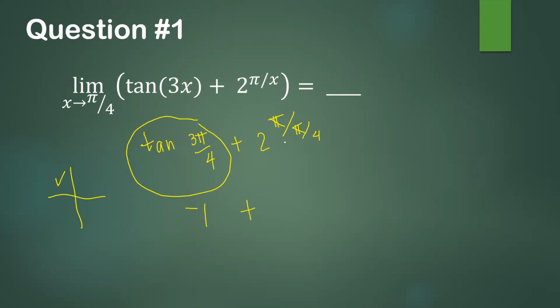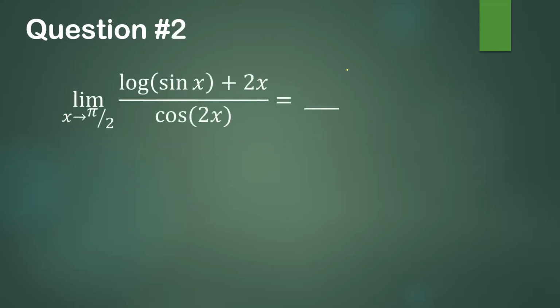Then for the other term, we have 2 raised to 1 over 1/4. So that will be raised to the 4. 2 to the 4 is 16, minus 1. So the answer is 15. Okay, so I hope you got that correctly. Let's have question number 2.